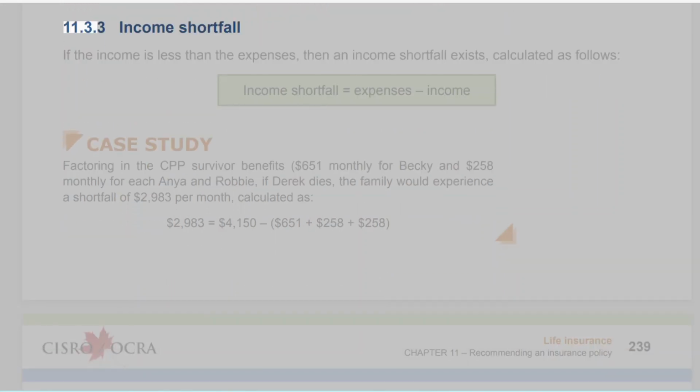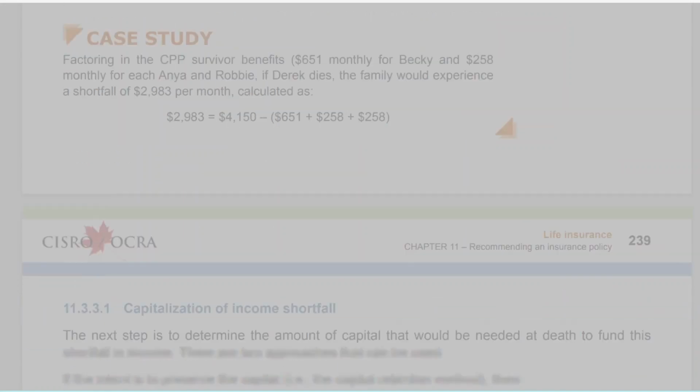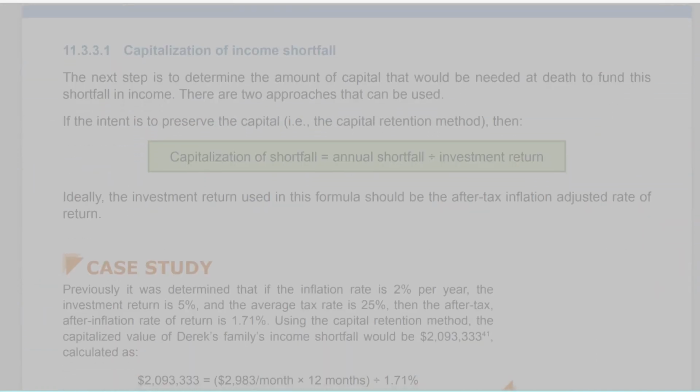1.3.3 Income shortfall. If the income is less than the expenses, then an income shortfall exists, calculated as follows. Income shortfall equals expenses minus income. 11.3.3.1 Capitalization of income shortfall. The next step is to determine the amount of capital that would be needed at death to fund this shortfall in income. There are two approaches that can be used.